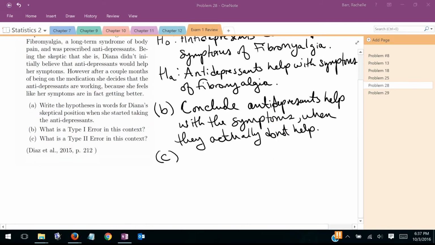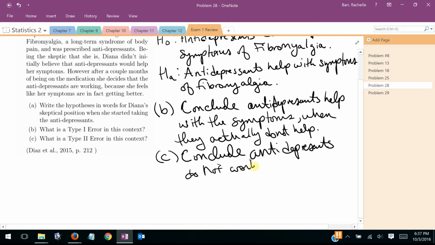So here you would conclude antidepressants do not work as a treatment, when they actually do help, which is sad.